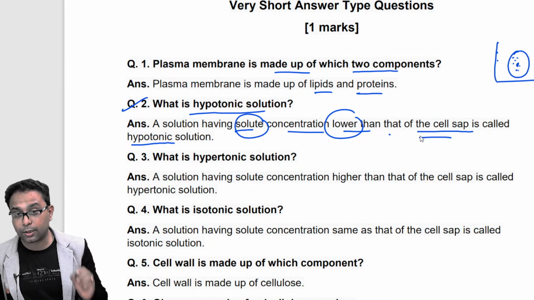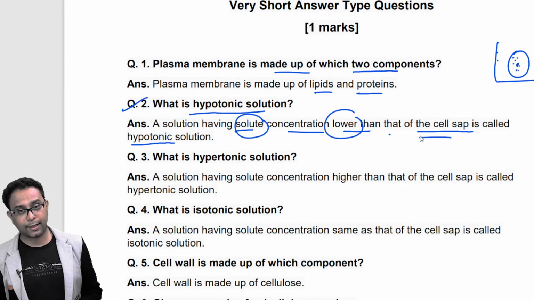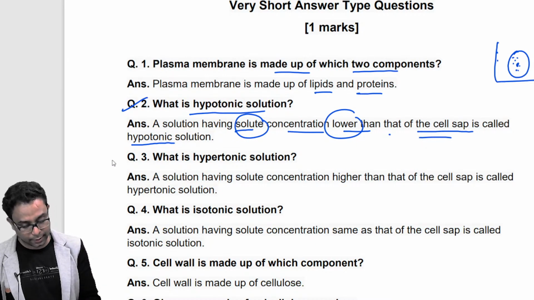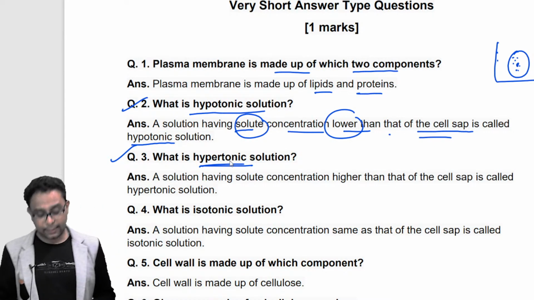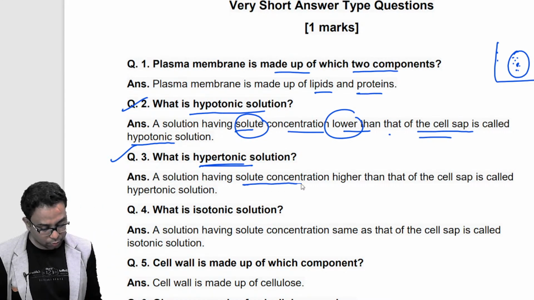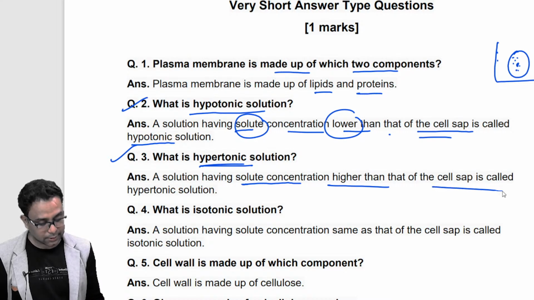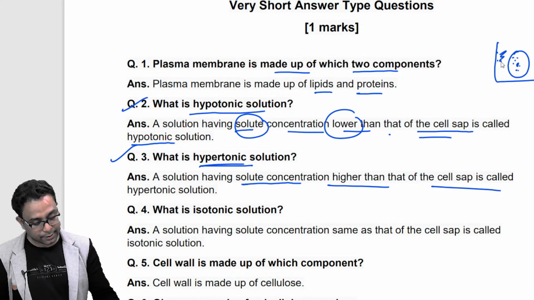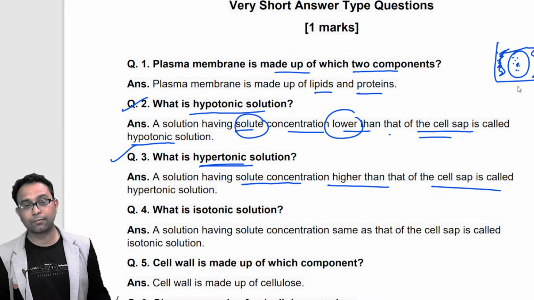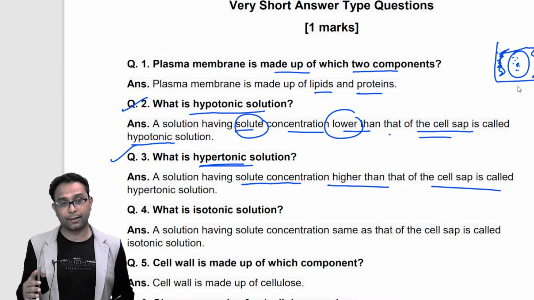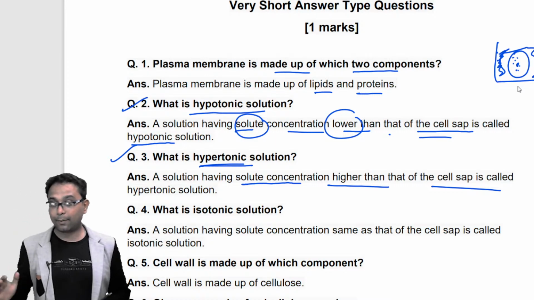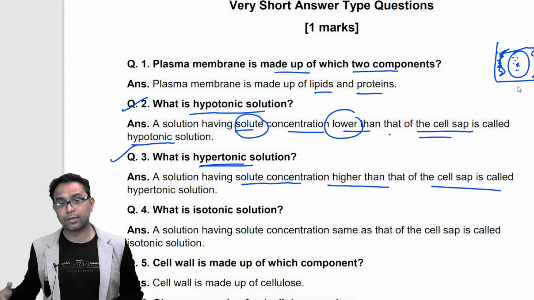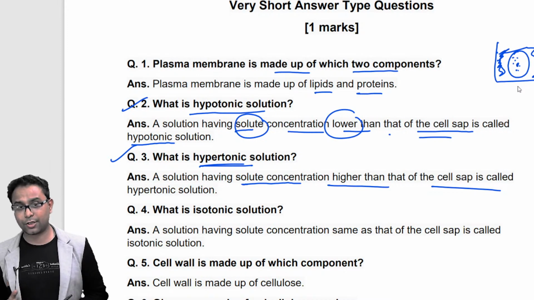This is the most important question in CBSE class 9. All the students please bear in mind. Next question, what is the hypertonic? Hyper means more, right? That time the solution has a solute concentration higher than that of the cell sap. When the concentration of the solute outside is much higher than the cell sap, it is called hyper. Hyper means more solute concentration, right?